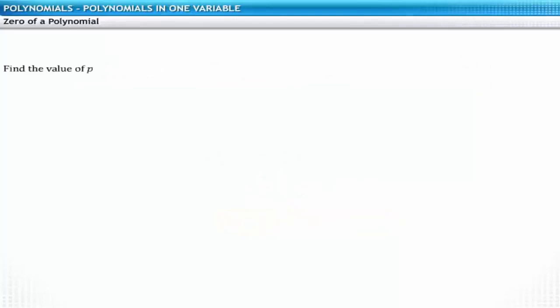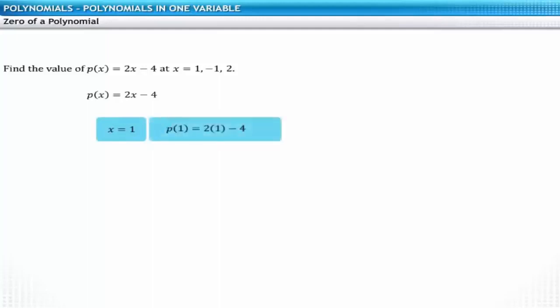Find the values of a linear polynomial p of x is equal to 2x minus 4 at x is equal to 1, minus 1, and 2. Let's solve the polynomial for each of these values of x. First, substitute x with 1 in the polynomial. The value of the polynomial is -2.